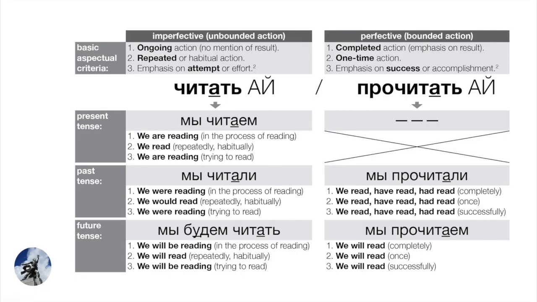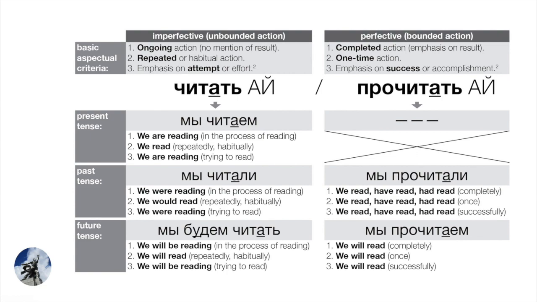Now, we're going to talk more tomorrow about how these aspectual pairs are created. That's kind of a different topic. Today, we're going to focus mostly on just a few pairs, like читать, прочитать, and talk very carefully about what's the difference between an imperfective verb and a perfective verb.